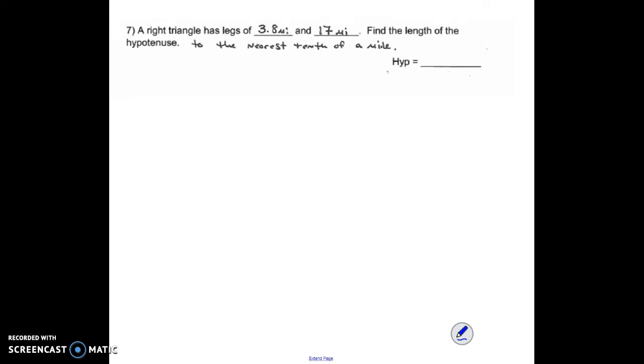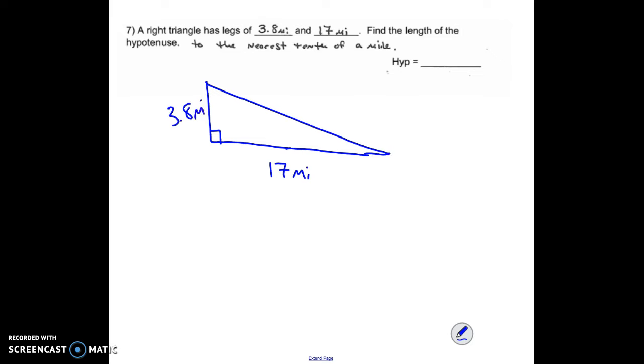The next problem, it's a right triangle. It has legs of 3.8 and 17. Now this is not to scale, obviously, but here's 17 miles, here's 3.8 miles. Again, Pythagorean theorem is what works really well on right triangles. So a squared plus b squared equals c squared. So we've got 3.8 squared plus 17 squared equals c squared.